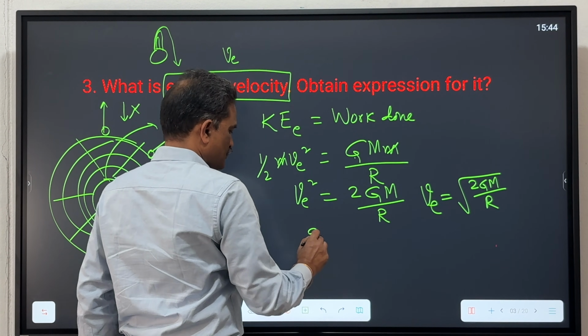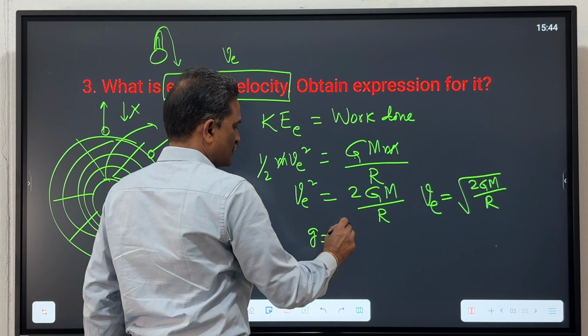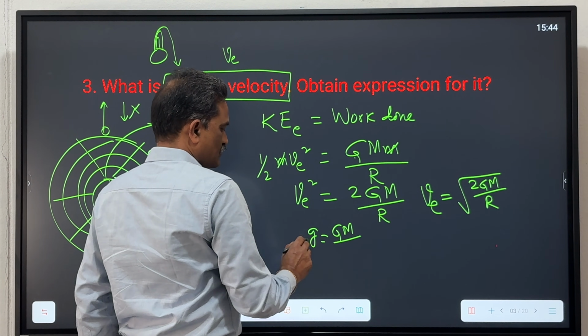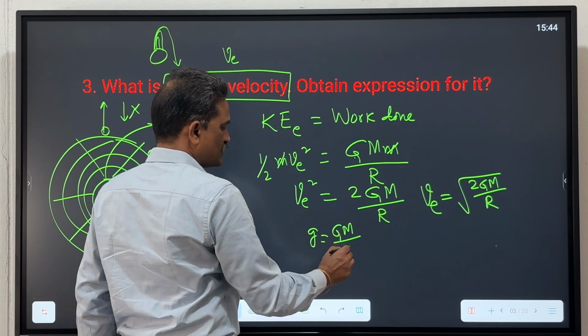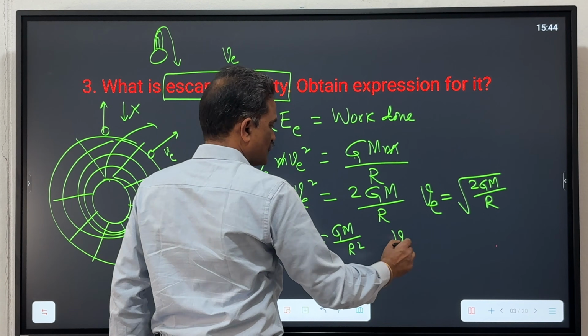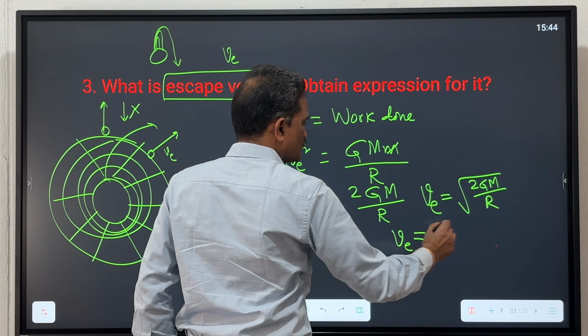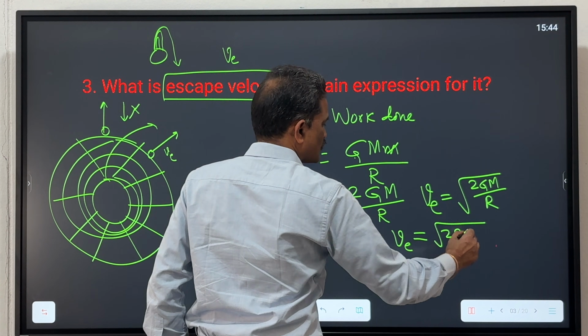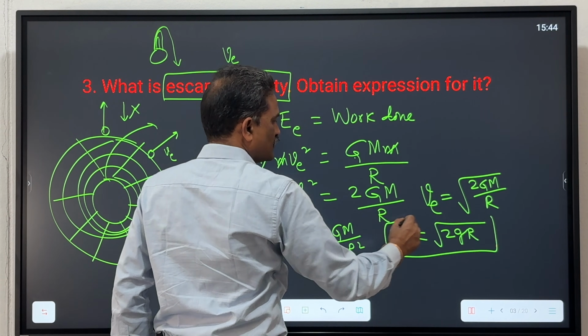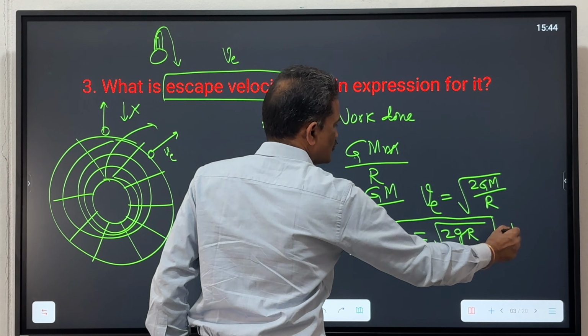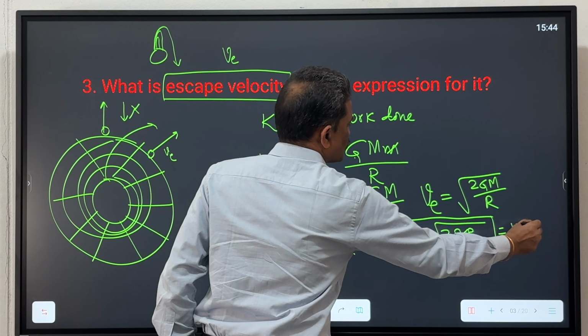By using the relation g is equal to GM by R square, this can be written as VE is equal to under root 2gR. So this is the expression for the escape velocity. Its value is 11.2 km per second.